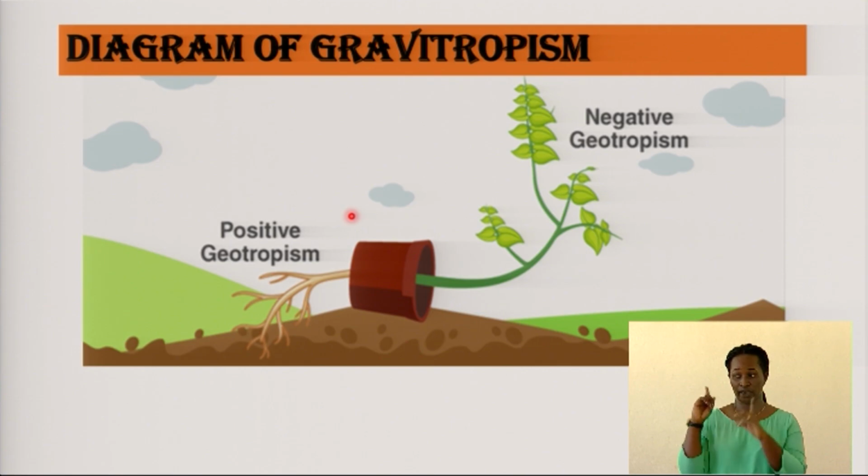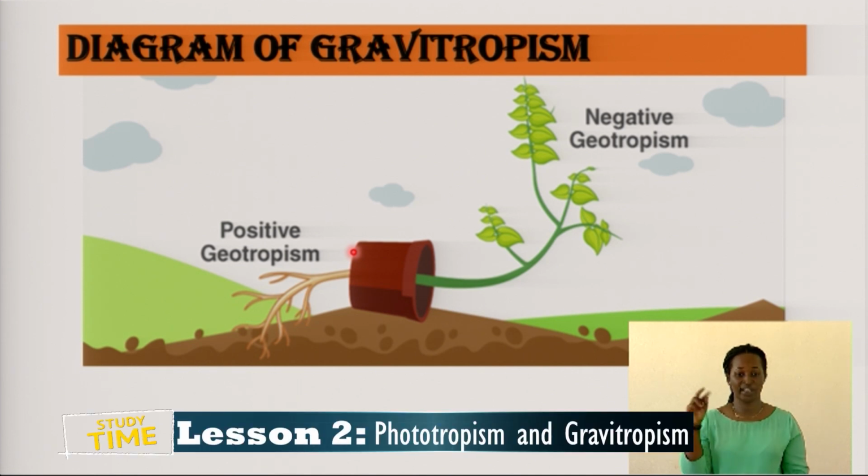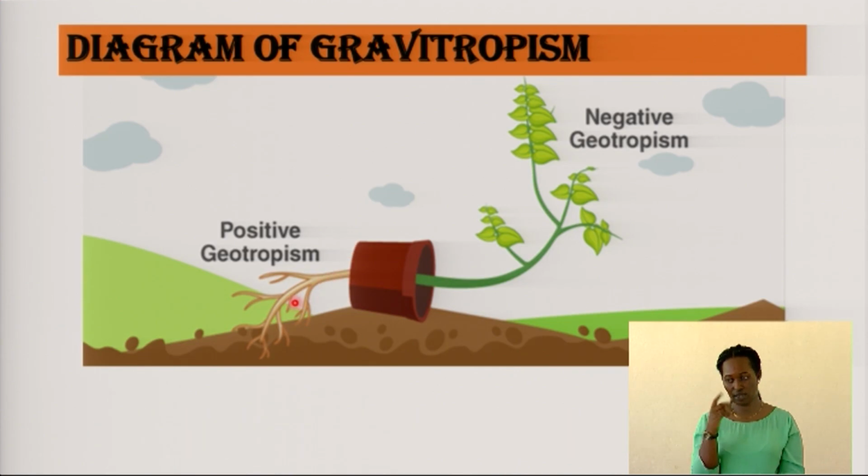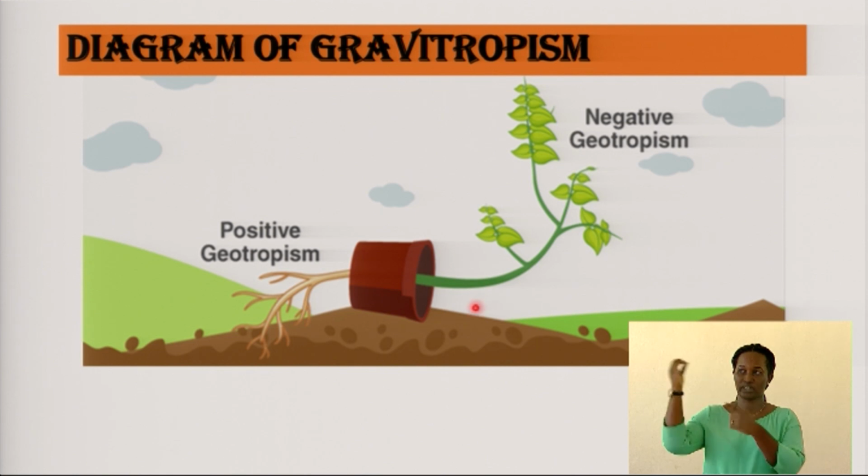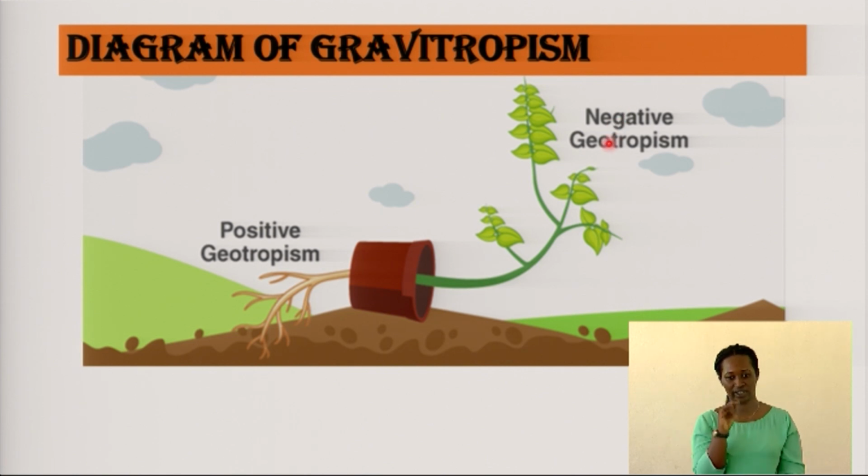This diagram is showing gravitropism, which we have also called geotropism. That means the plant is growing in response to gravity. Now, you can see here we have roots, and these roots are growing towards gravity. That's what we call positive geotropism or positive gravitropism. Then when we talk about the shoot, we mean upper parts of the plant: stem, leaves, and flowers. So they are growing towards sunlight and away from gravity. That's why we say negative geotropism or negative gravitropism.